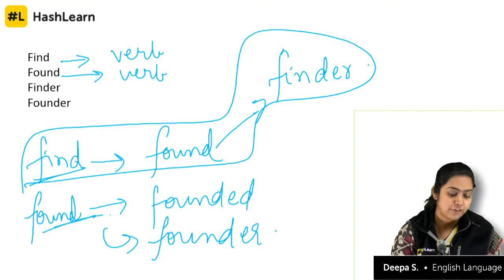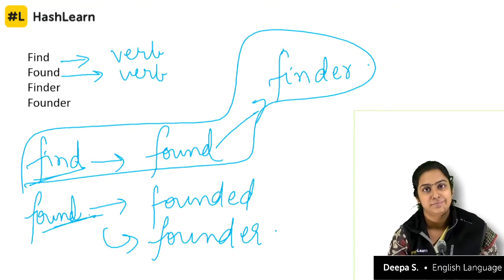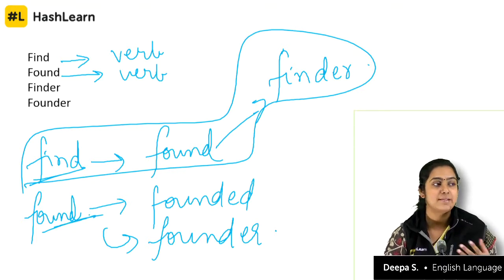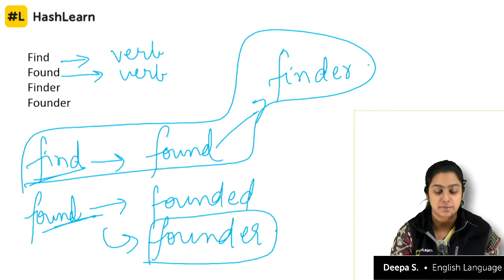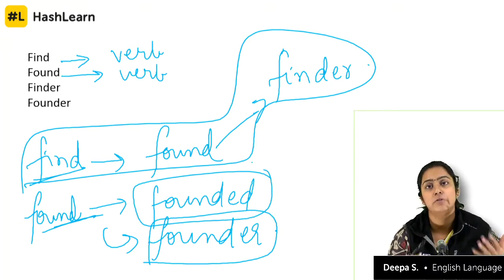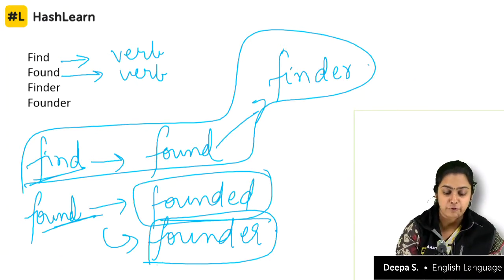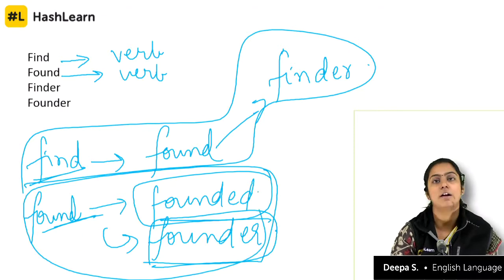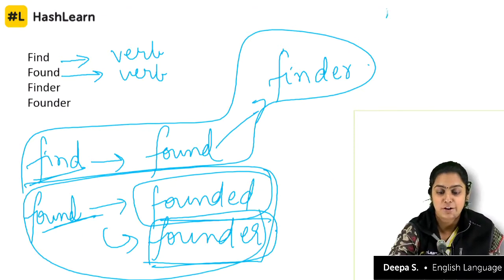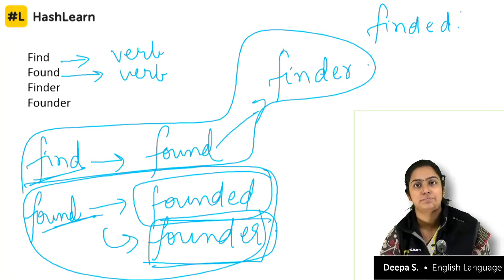But when I found a company, which means I actually start a company, I become the founder of that company. The company is founded by me. Now remember, founded, founder in this particular context is perfect. You cannot really say finded. That is wrong.